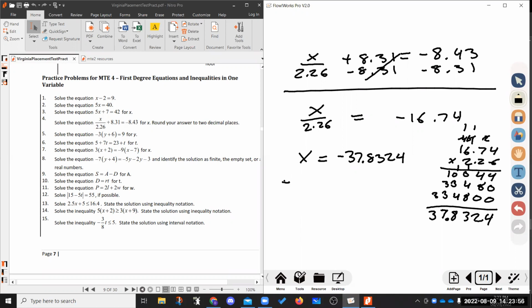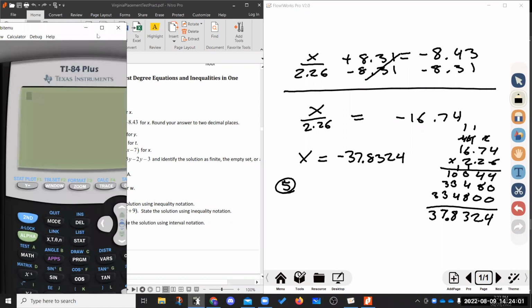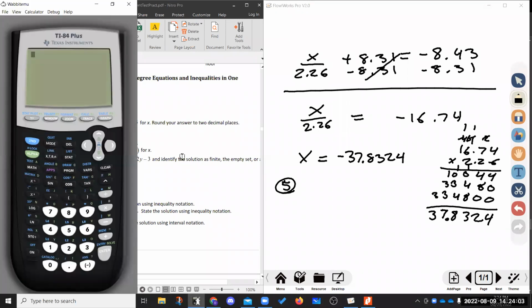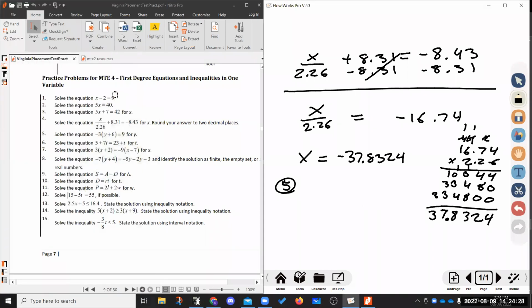Let's check that one with our calculator just to be sure. So we're going to have negative 8 and 4300ths minus 8 and 3100ths. And then we need to multiply that times 2 and 2600ths, get negative 37 and 8,324 10,000ths. Okay, we're in good shape.